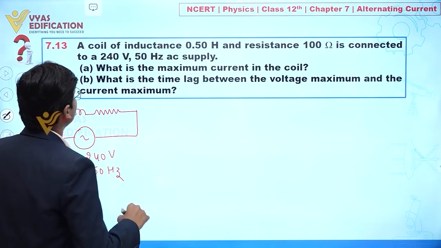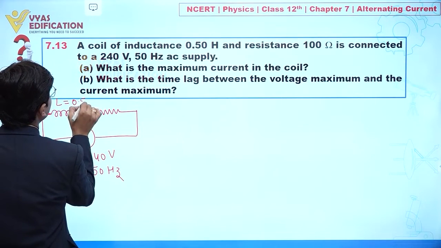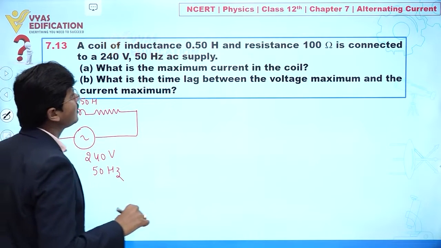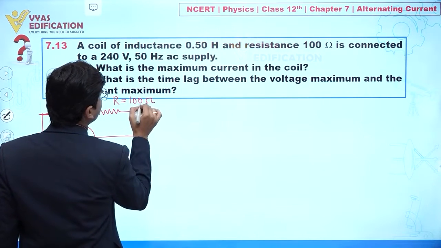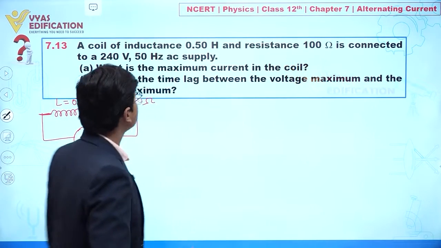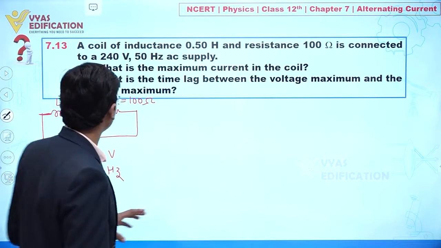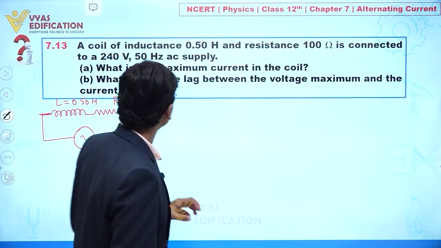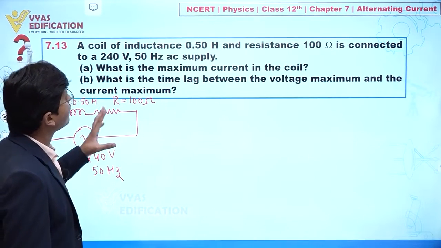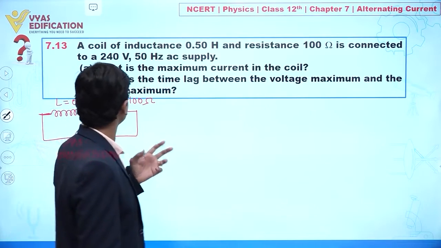So the value of inductance L is given as 0.50 henry, and the value of resistance is 100 ohm. It is connected to a 240 volt and 50 hertz AC supply. What is our objective in this question? Our objective is to find the maximum current in the coil and the time lag between maximum voltage and maximum current.